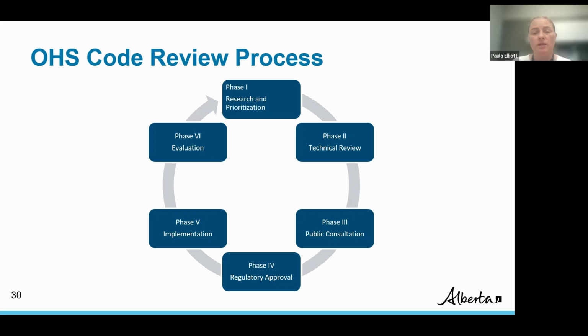Next up is public consultation on the actual changes. Typically it involves some kind of survey for stakeholders or direct submission. This is public feedback that's analyzed, and the proposed changes are adjusted based on that public consultation. Next, we move to government approval for the proposed changes and publish with an in-force date.